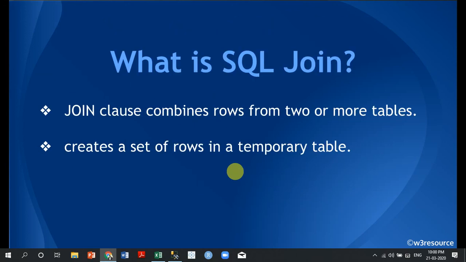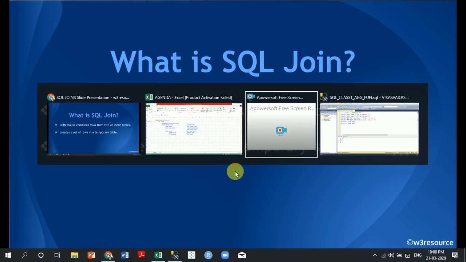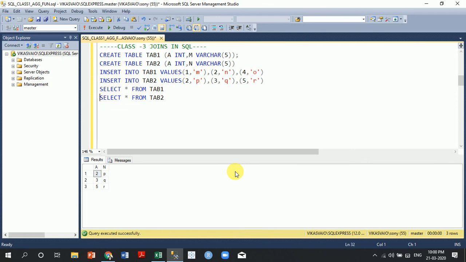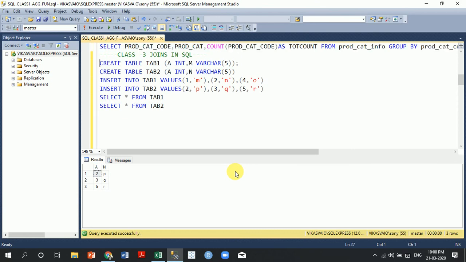For this I have created two sample tables with the help of the create command. I have created one table by the name tab 1, and another table by the name tab 2. My tab 1 table has two columns, A and M. A is holding an integer type value, which is basically the primary key, or you can say it is holding the ID part, and M is holding a variable character type value, so it has alphabetical values.